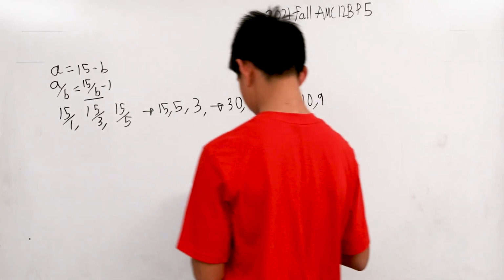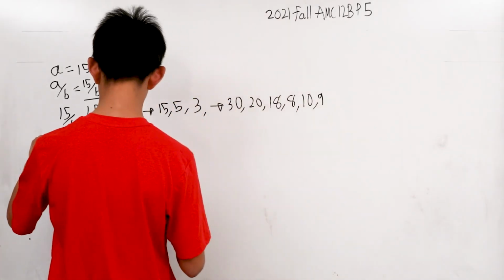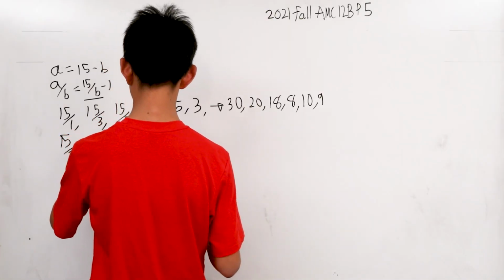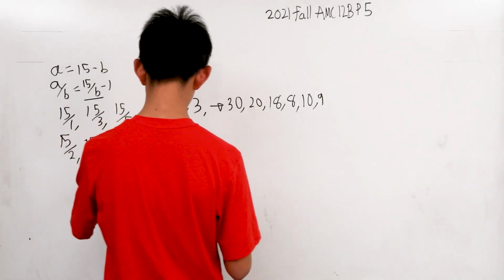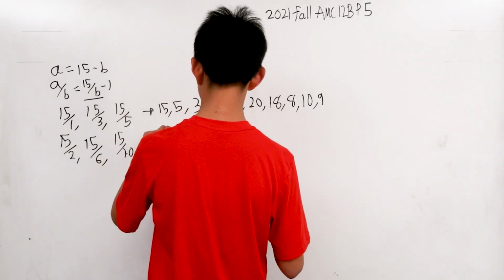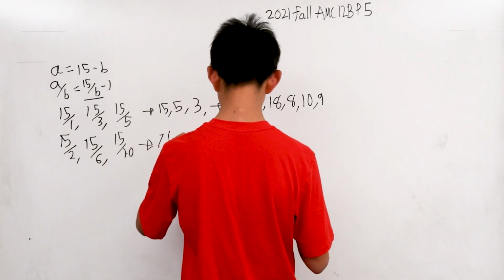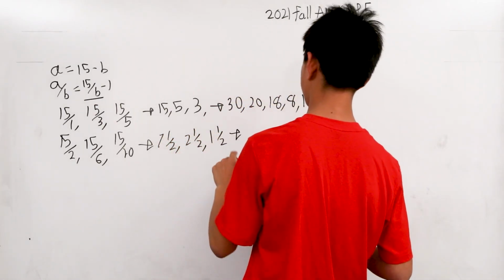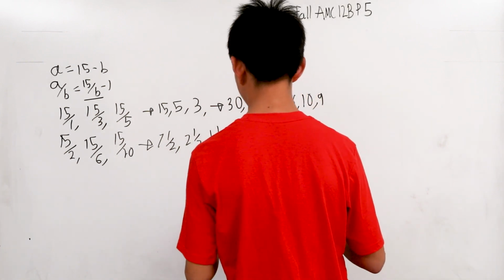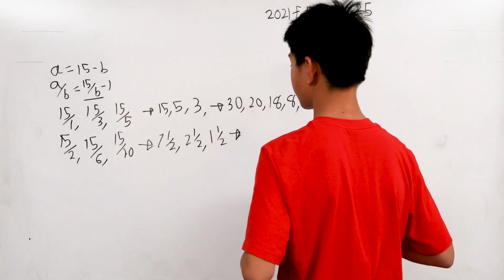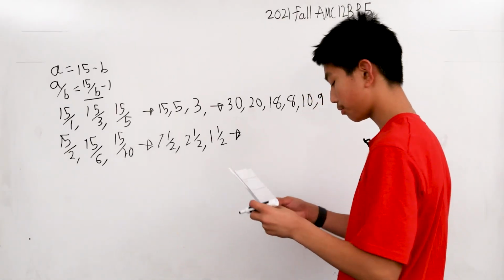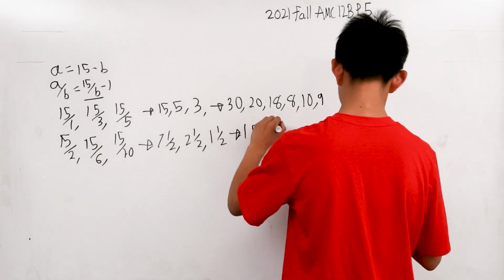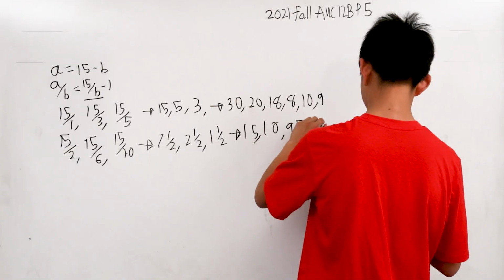Well, what else can we do? If we split this into half, we have 15 over 2, 15 over 6, and 15 over 10. This simply yields, I'll do fractions, 7 and 1/2, 2 and 1/2, and 1 and 1/2. We can then sum these numbers, and you can just do the same thing in this case, where you just keep on summing until you can't anymore. You get 15, I'll just write it out, 10, 9, 5, 4, and 3.